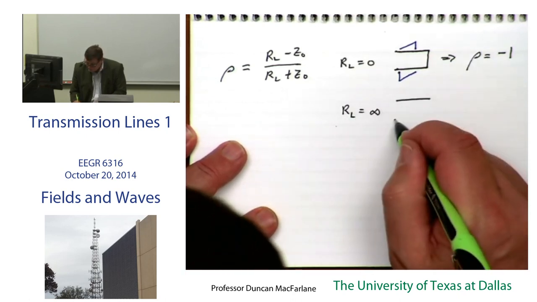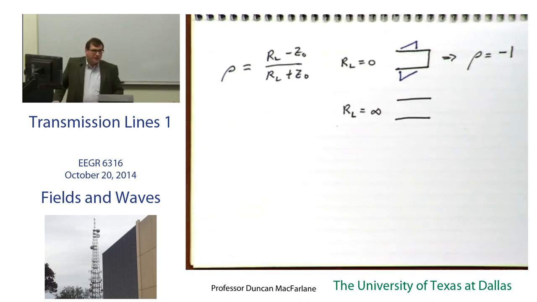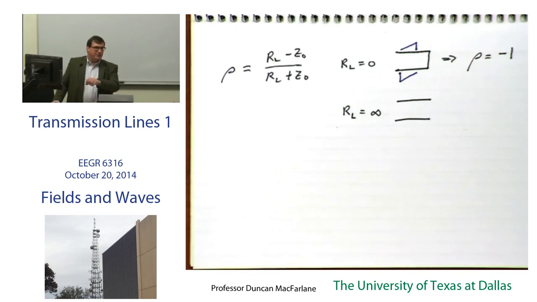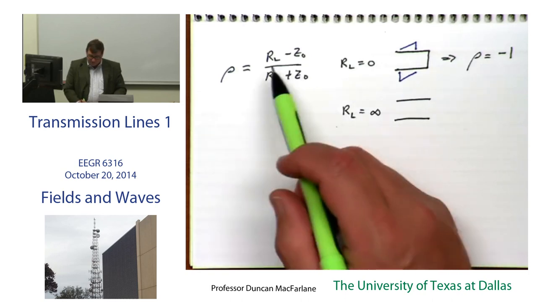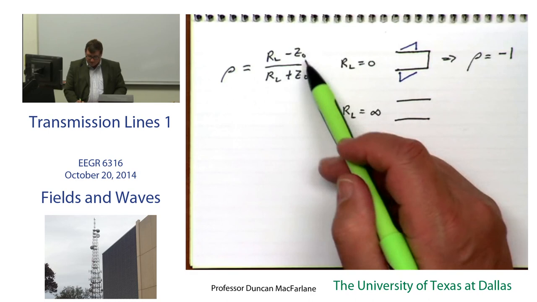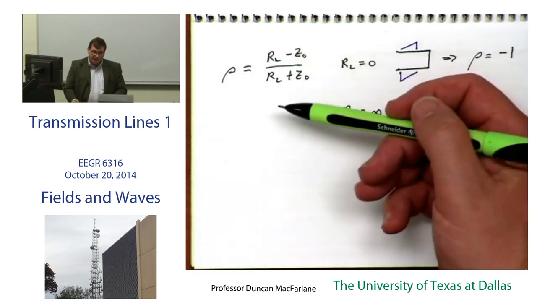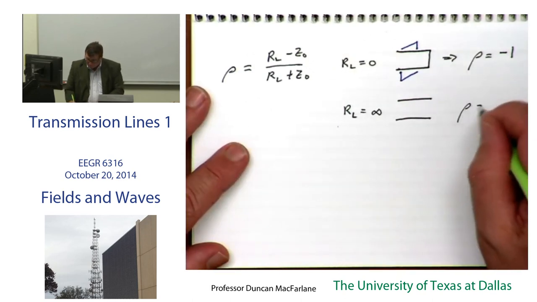RL equal to infinity means that I connect my wire, my lead, my type N connector, and I don't do anything to the other end before I turn on my network analyzer, my very expensive network analyzer. And so the voltage here for RL equal to infinity, this gets big, I neglect Z naught. This gets big, I neglect Z naught. And then I divide them back out. So I get rho is equal to positive 1.